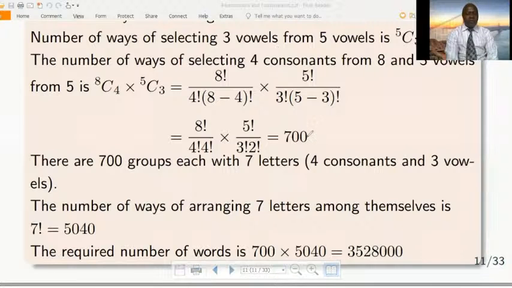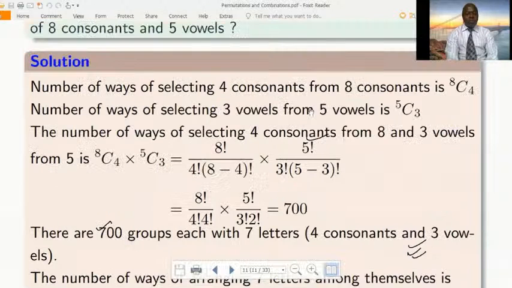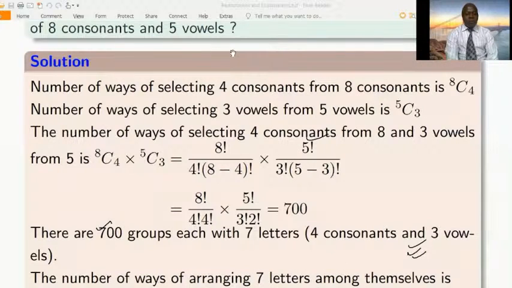This 700 times this 5040. And these are the number of words that we can form out of 8 consonants and 5 vowels, if we were to pick 4 consonants at a time and 3 vowels at a time. So that is what we're supposed to do for this question.